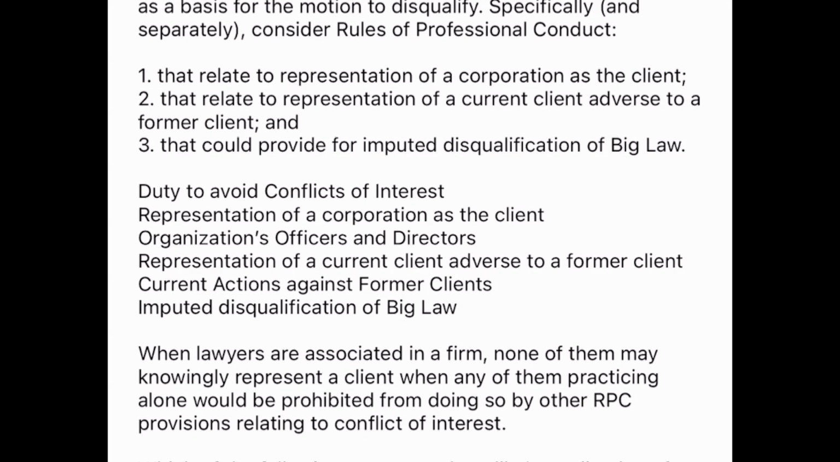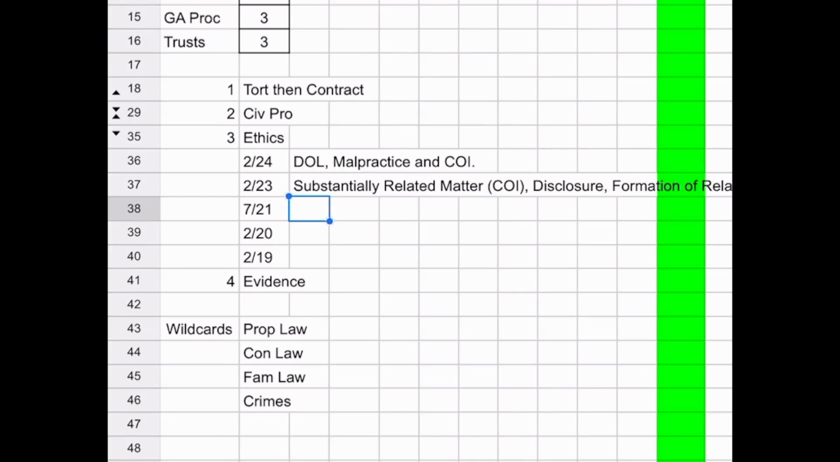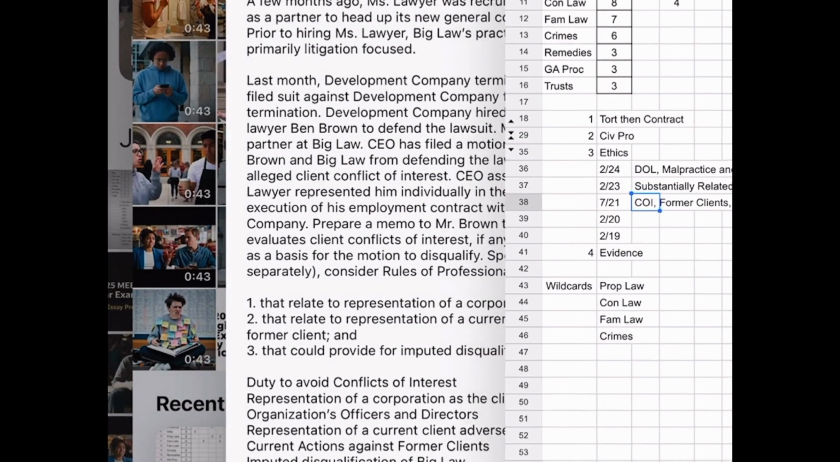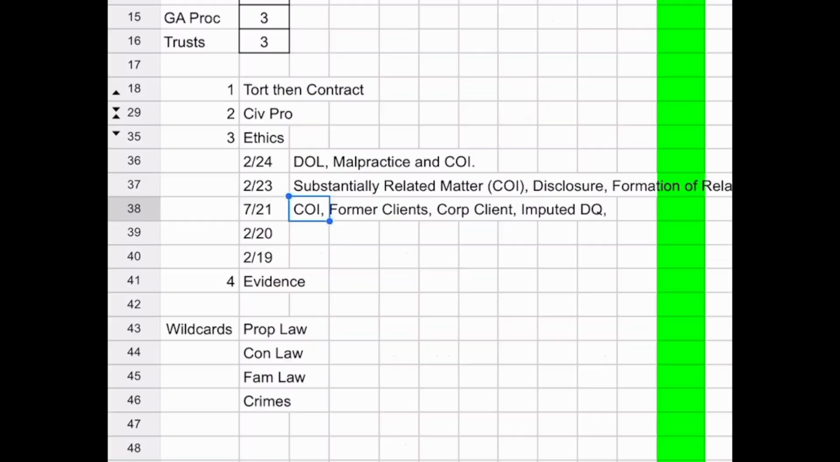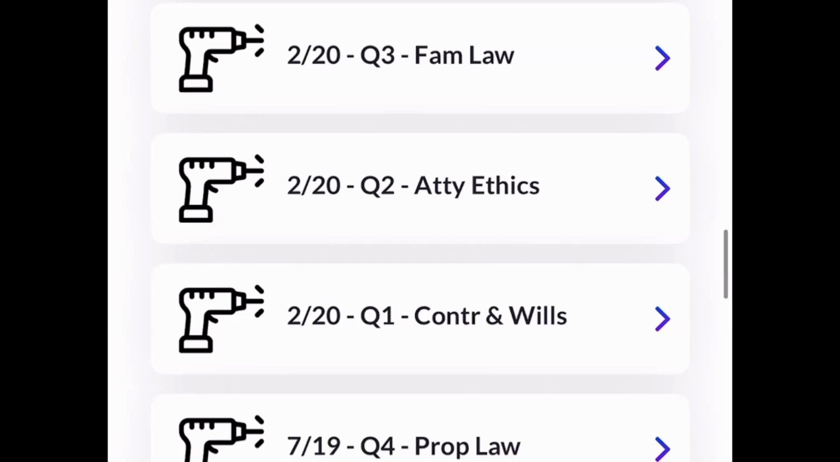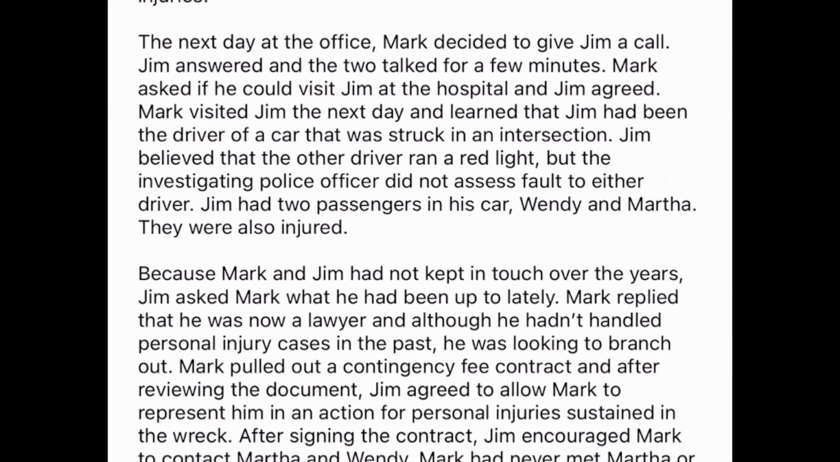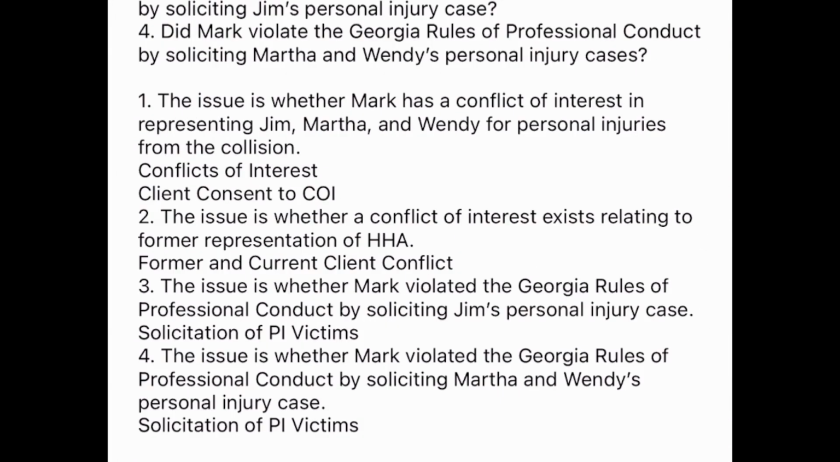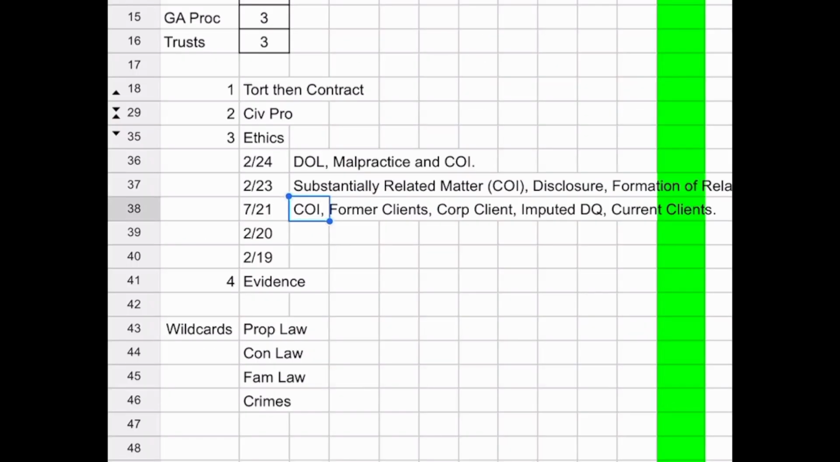Okay. COI, corporate clients, former clients, COI, and let's see what else we got. Imputed disqualification, current clients. But that's related to the former clients. I'll put it on there for good measure before the pandemic hit. Let's see, 220, attorney ethics. COI again, former and current, solicitation, right? Ambulance chasers.